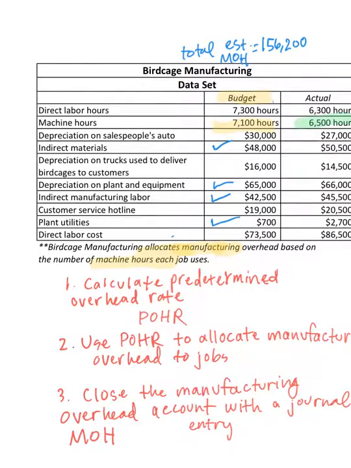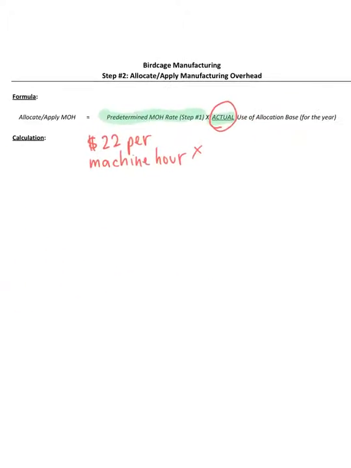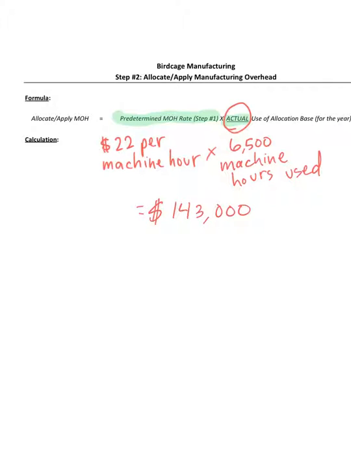6,500 hours is my actual. I'll go back now to my calculation, actual use of the allocation base, and then I will put in that figure. Now we can multiply to calculate our total dollar amount of allocated overhead, which comes out to $143,000. And that is the completion of step two, calculate the amount of overhead allocated.